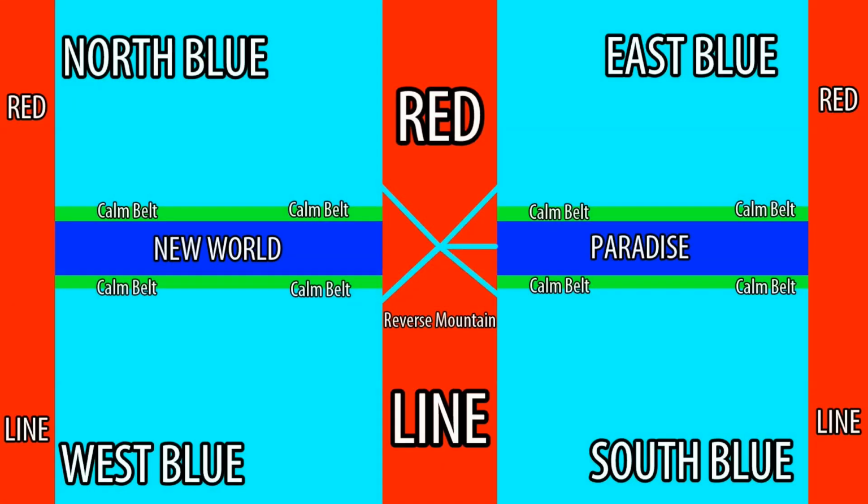There's the Paradise, the first half of the Grand Line. There's the New World, which is the second half. And then you have the 4 Seas and the Calm Belt. And that's been Reverse Mountain. And that's pretty much all you really need to know is this basic diagram here. But I decided to go more into detail with it.